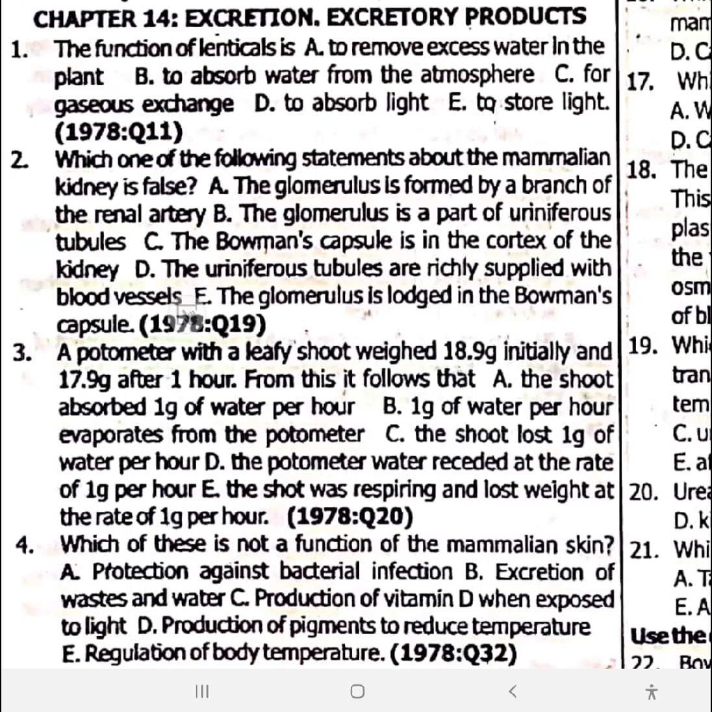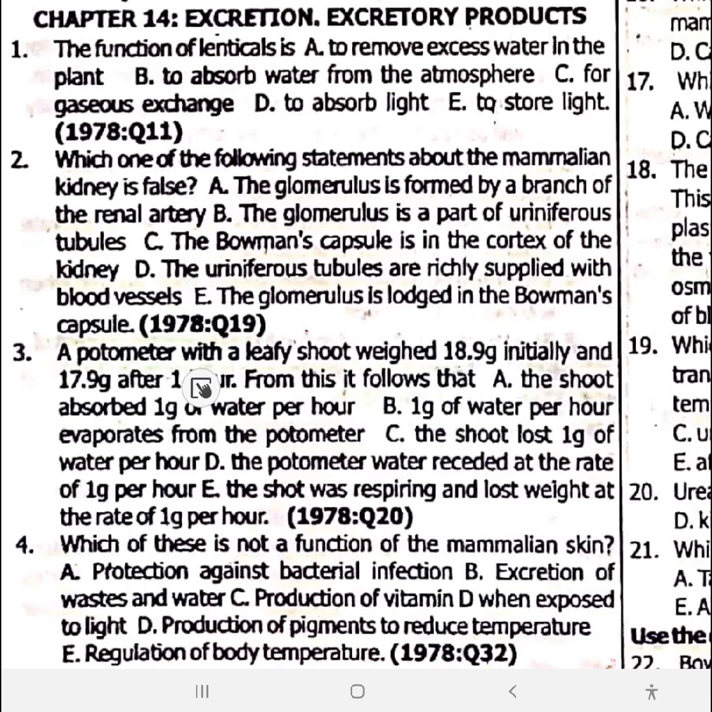Also, jot this down. Glomerulus, Bowman's capsule, proximal convoluted and distal convoluted tubules are found in the cortex of the kidney, while the loop of Henle lies in the medulla. They ask that. The loop of Henle lies in the medulla.